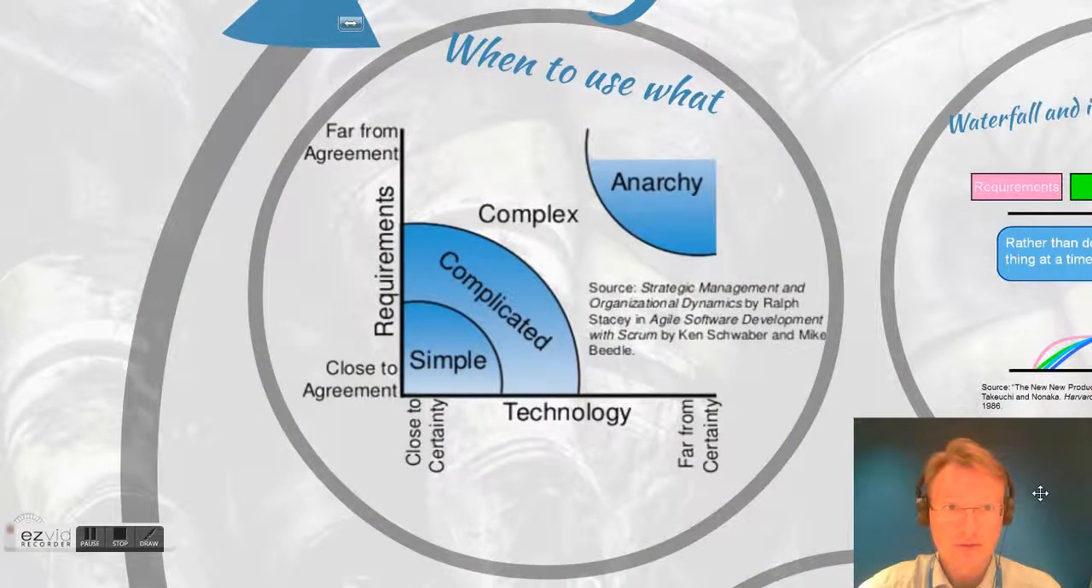On this one you can see a graph, and on the left side you can see the requirements. The higher up you come, the further from agreement you are on requirements, or the more shady or uncertain they are. And the further down you go, the more certain you are about the requirements. On the bottom you have the technology. If you know the technology very well, you go to the left, and if you go very far to the right, that means it's a technology you don't know very much about.